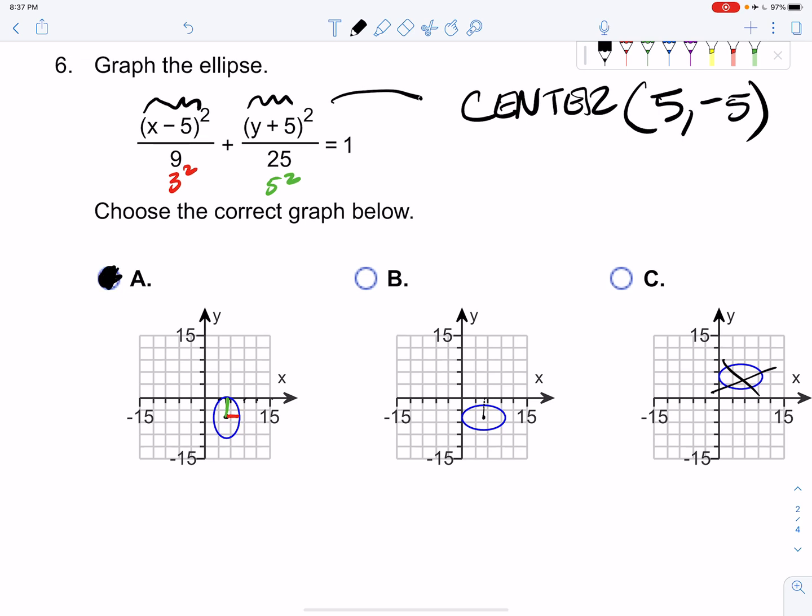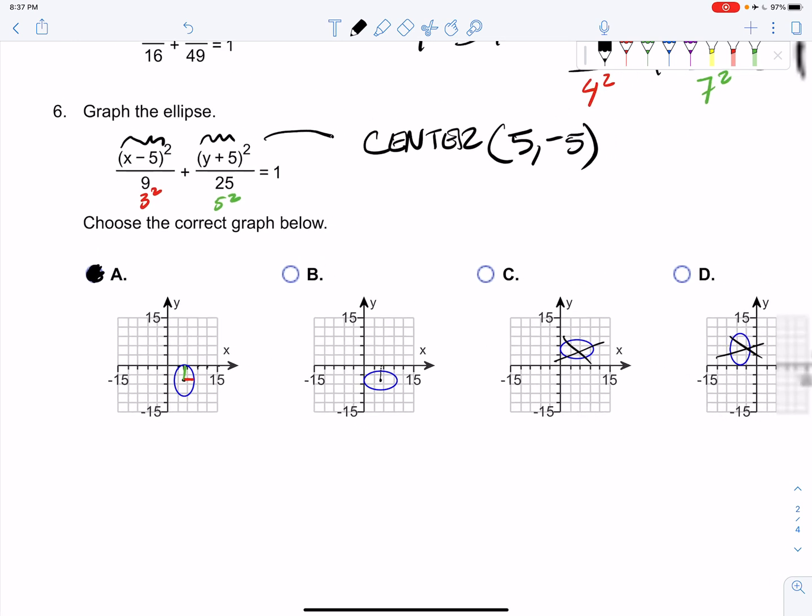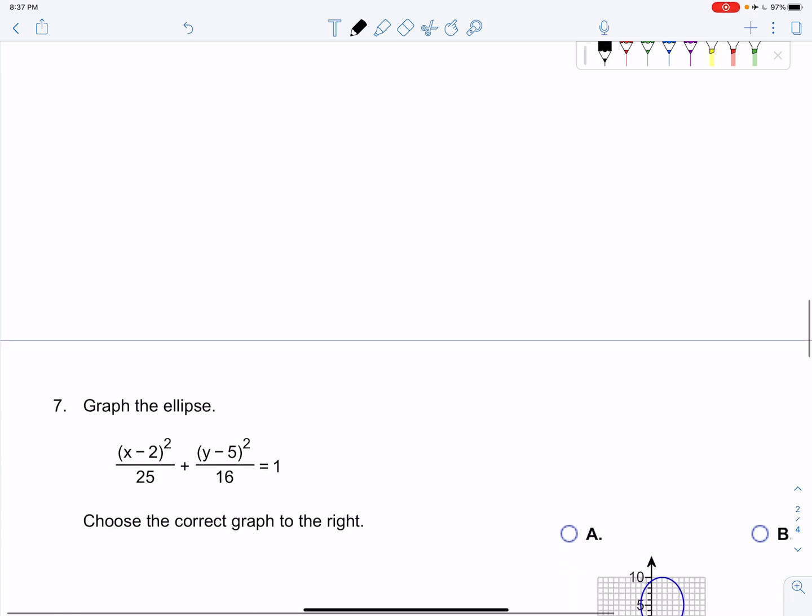You know it's not B for sure, because B is elongated horizontally. That value under the x would have to be bigger than the value under the y, and it's not. All right, let's move on. Let's see, hopefully this is making some sense here.